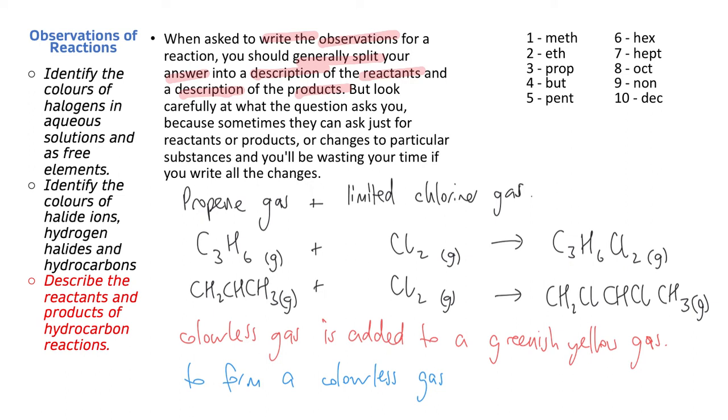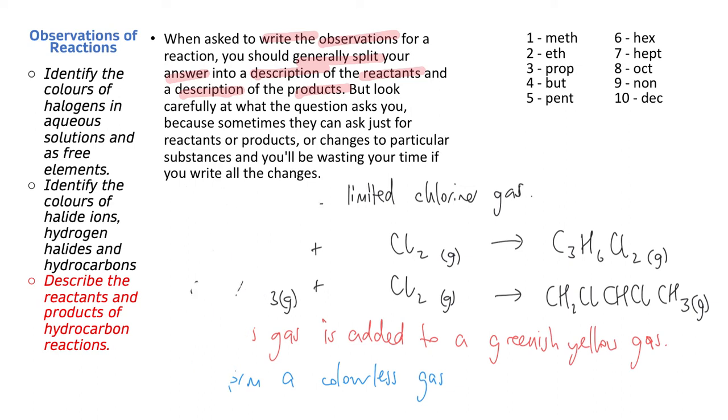When you're doing observations, you're asked to describe what things look like, but not identify what they are. So you can say colorless gas, but you can't say the colorless gas propene is added to the greenish yellow chlorine gas. You should just say what color it is and what it looks like. So that would be an example of that particular reaction in either UV or no UV light. Okay, that's one option. Let's do another one.